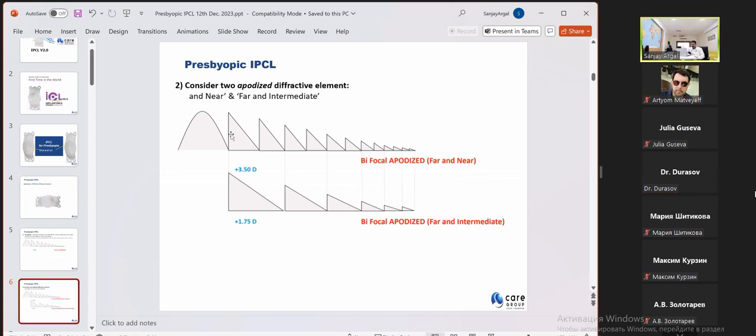Yes, this is the first structure which you are seeing here. This is for the far focus.